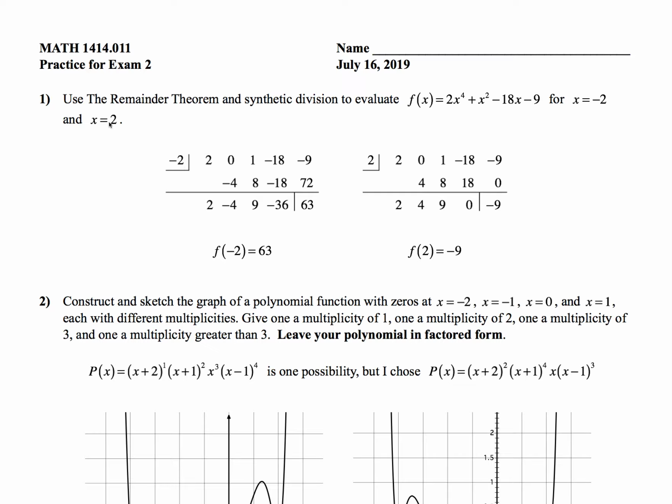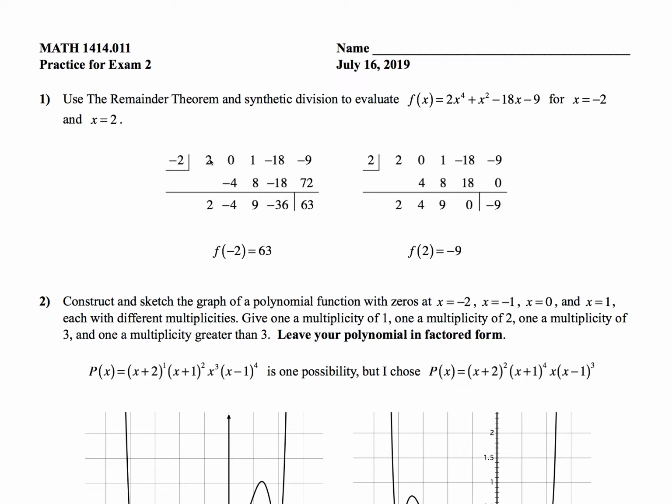To use synthetic division, that means that we put the coefficients of the polynomial here on the top row and put the number that we're evaluating right here in this little box. Now, there is no cubic term, and so we have to put a 0 here as a placeholder for the cubic term. So the coefficients are 2, 0, 1, -18, and -9, as they are here.